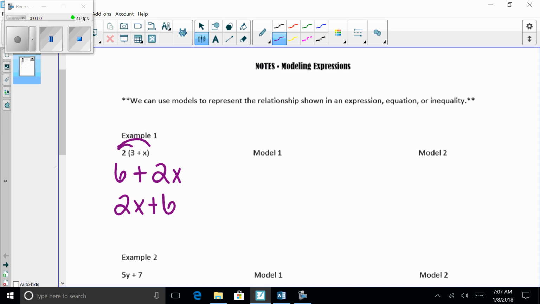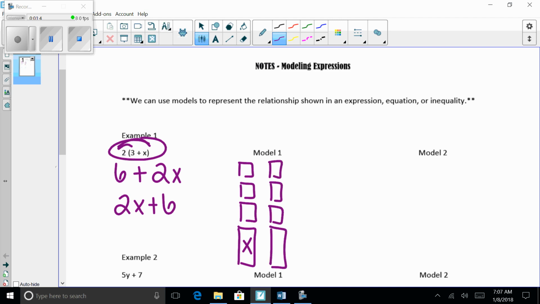Okay? The first way that we can do it, and I'm going to be modeling the original of 2 times 3 plus x. The first thing I'm going to do is show you 2 groups of 3 plus x. So what you guys will learn in the upcoming notes is that whenever we have small squares, those are going to count as positive ones unless a negative is shown. And then x's are going to be shown with bars. So there is one set of 3 plus x. And then I'm going to draw a second set for a total of 2 sets of 3 plus x.